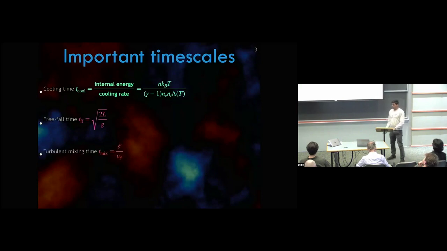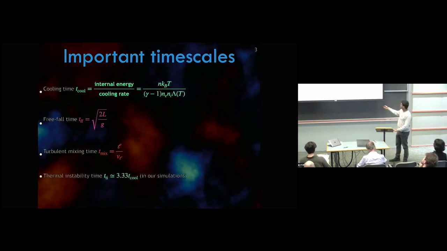Now, the turbulent mixing time is given by, if you have some characteristic length scale L, then the velocity on that scale V_L, and that's your turbulent mixing time. So if you have a small region that is trying to cool, either it can be put back into pressure equilibrium under a free fall time, or turbulent mixing can mix it up with the surrounding before it undergoes runaway cooling.